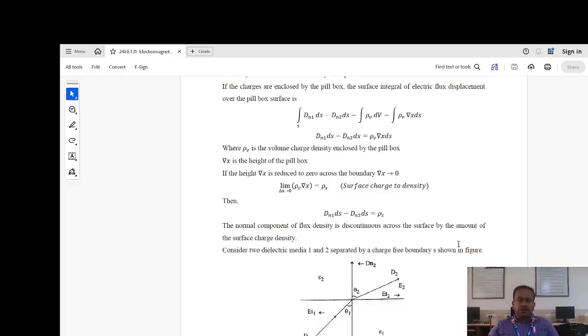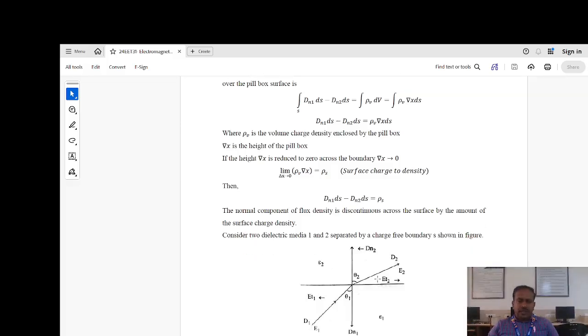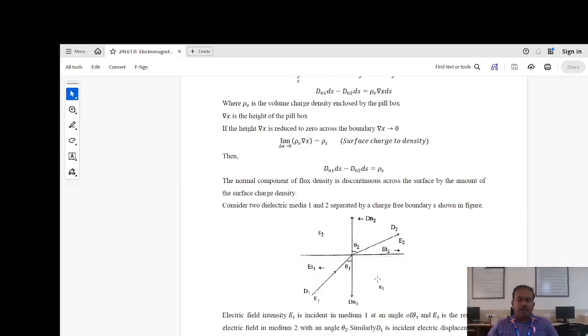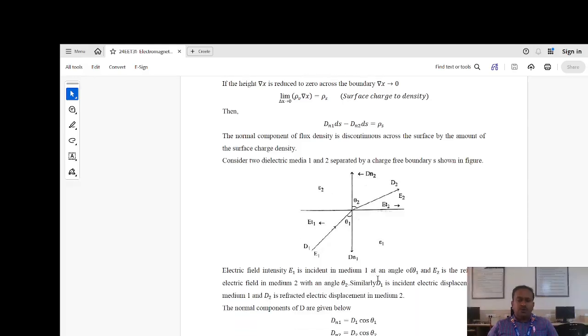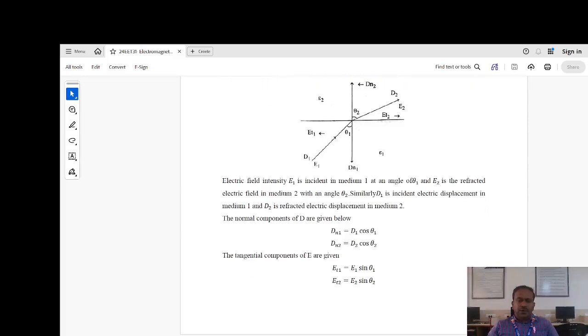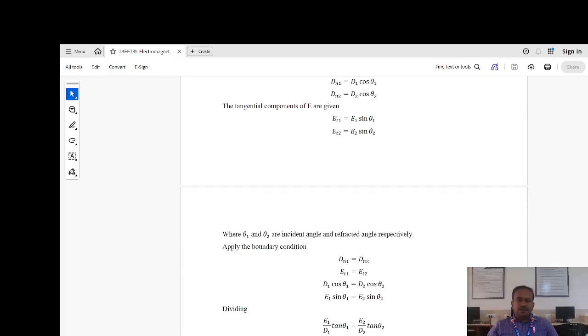This will be used for the electric field intensity E1 incident in medium 1 at an angle theta 1, and E2 refracted in medium 2 at an angle theta 2. Similarly, D1 is the incident electric displacement in medium 1 and D2 the refracted electric displacement in medium 2. The normal components of D are given by Dn1 equals D1 cos theta 1 and Dn2 equals D2 cos theta 2. The tangential components of E are given by Et1 equals E1 sin theta 1 and Et2 equals E2 sin theta 2, where theta 1 and theta 2 are the incident angle and refracted angle respectively.